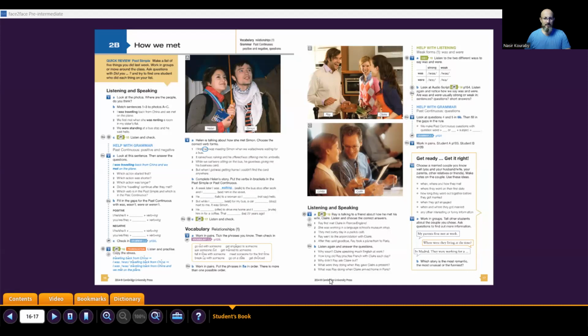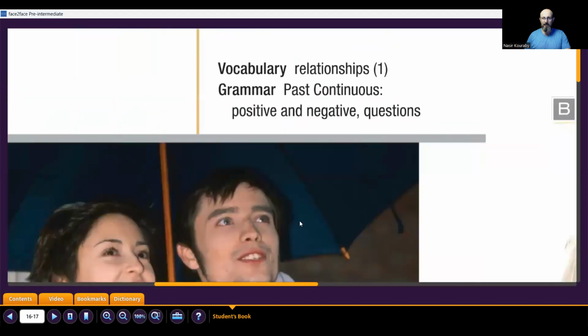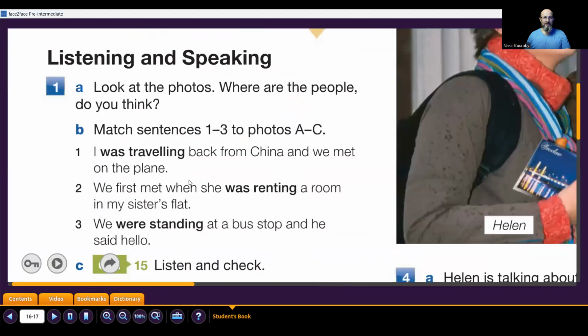And in this lesson, we are in 2B, how we met. In this lesson, we'll study vocabulary, relationships, and grammar: past continuous, positive and negative, and question. Let's go to the first exercise here.